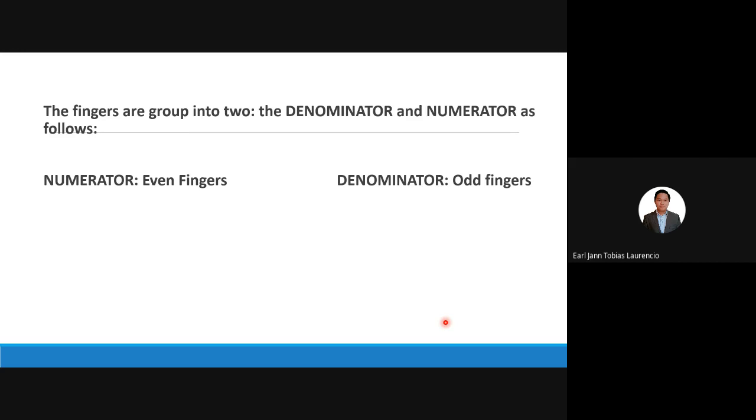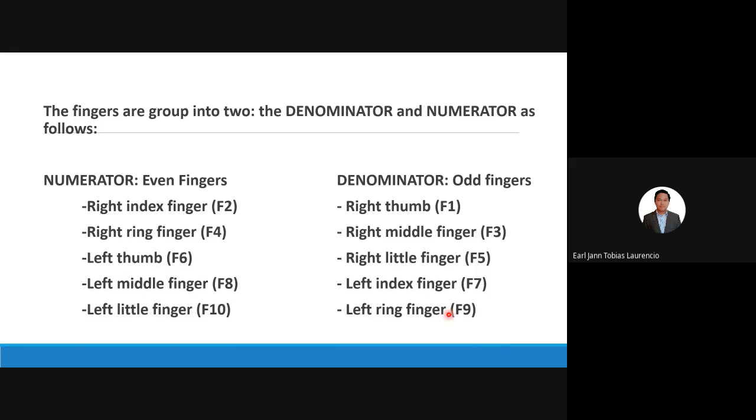Okay? So if we are going to follow those sequence, ganito ang mangyayari. Yan. So finger 2, finger 4, finger 6, 8, 10 are the numerator. Okay? So we have the right index, right ring, left thumb, left middle, and the left little finger as our numerator. Okay? While the denominator are fingers 1, 3, 5, 7, 9. Your right thumb, right middle, right little, left index, and your left ring finger being the denominator group. So that is how we are going to group your fingers in the primary classification. That's why it is important that you know the numbers of your fingers.